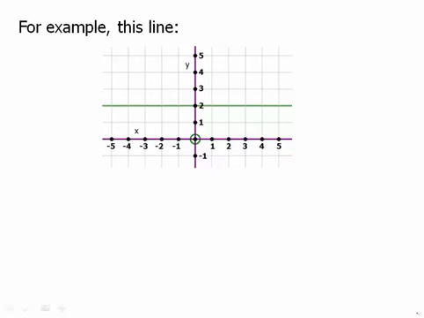For example, this line here, every single point has a y-coordinate of 2, and it crosses the y-axis at 2. So it must have the equation y equals 2.